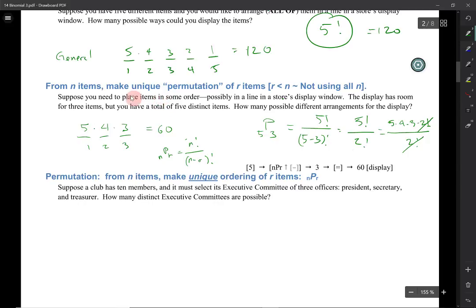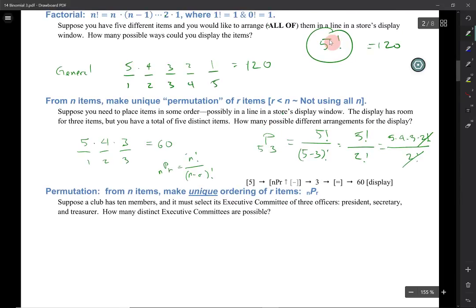So if you have certain items and there's a subset, then it's permutation. If you're using all of them, then it's factorial. Or, you can just do it out the long way. You'll get the same answer. You just do a few more steps, a few more keystrokes. Don't make an error. But if you can jump to the shortcut, then you should jump to the shortcut.